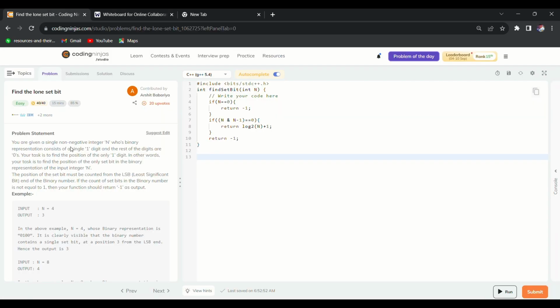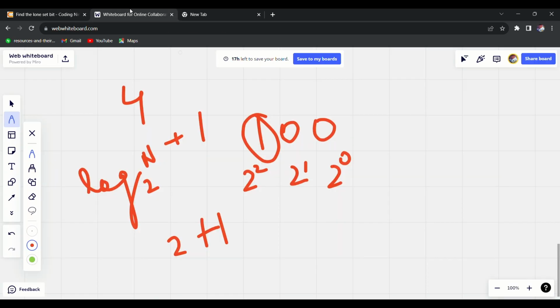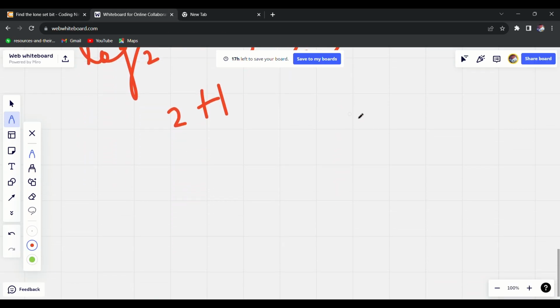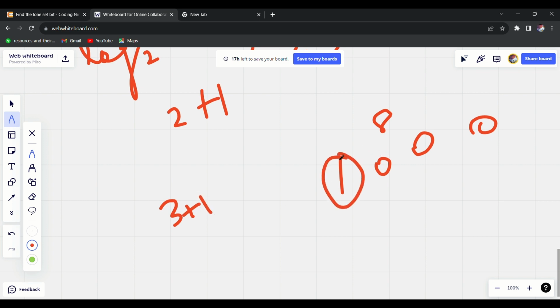Let us see another example, when n is 8. 8 corresponds to 1 0 0 0. So this will be log base 2 of 8, that is 3, plus 1, that is, the position of the 1 bit is 4.